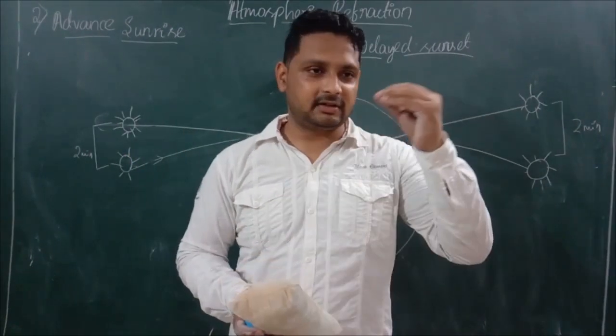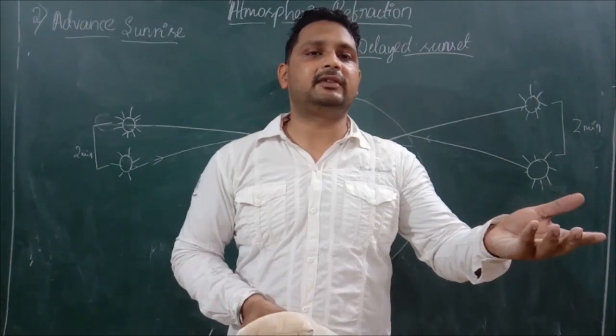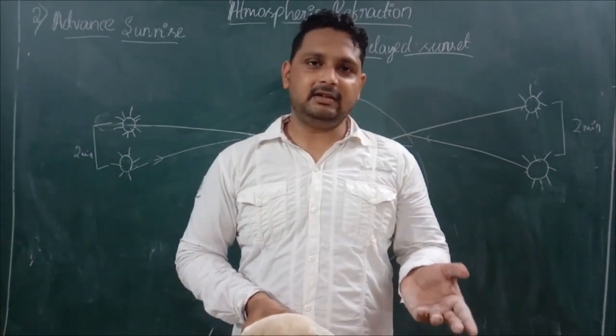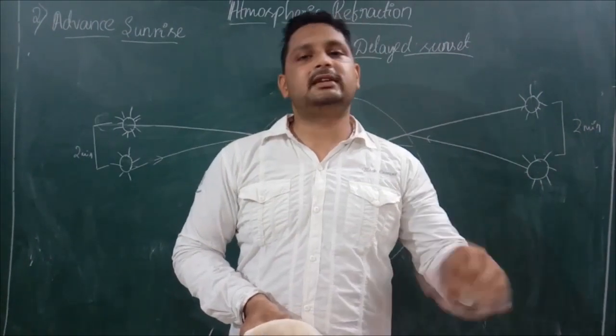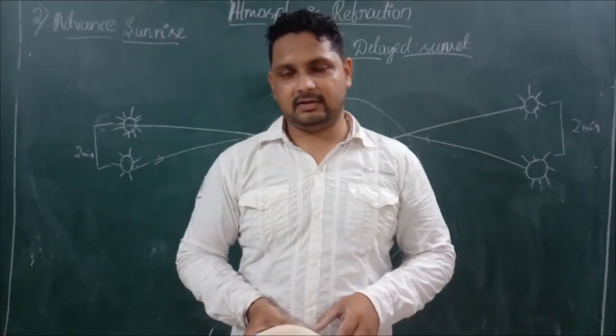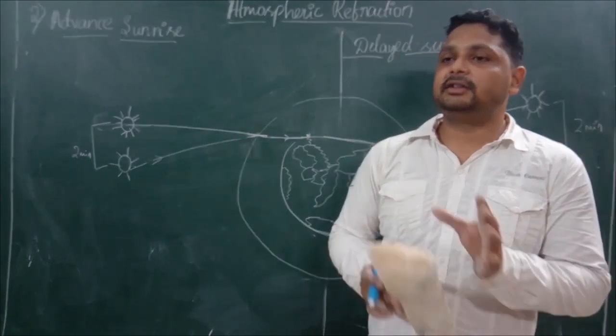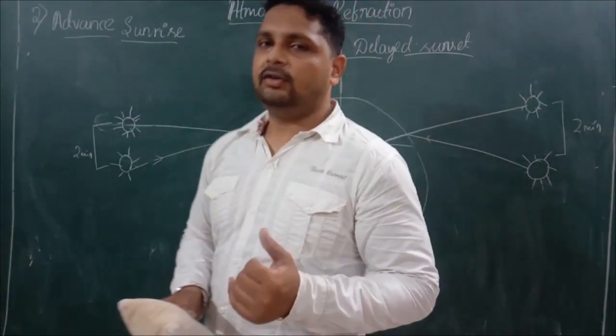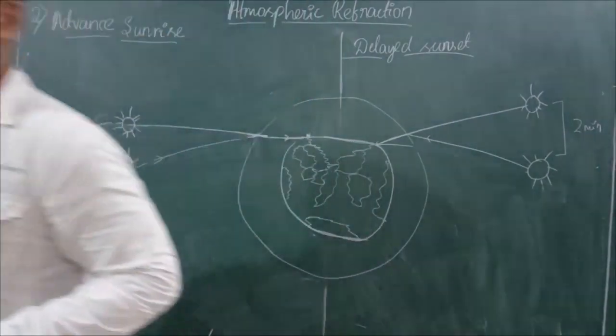What sunrise? The sunrise that you are seeing, the actual sunrise occurs 2 minutes after that. And when we see the sunset, before 2 minutes the sunset has already finished. So this phenomenon occurs due to atmospheric refraction. Now let's move to the next one.